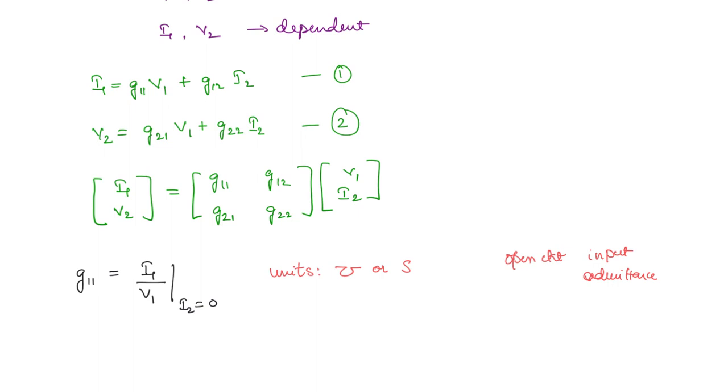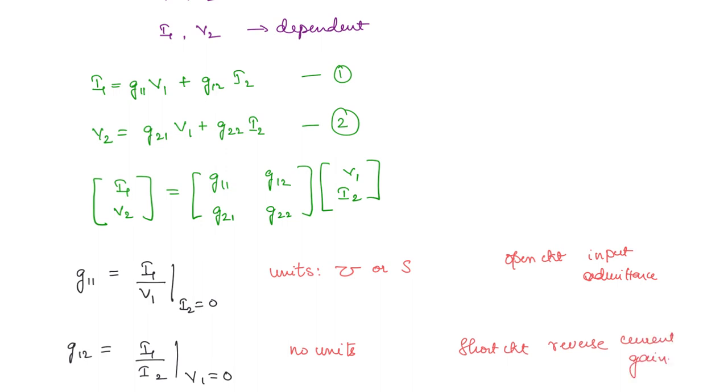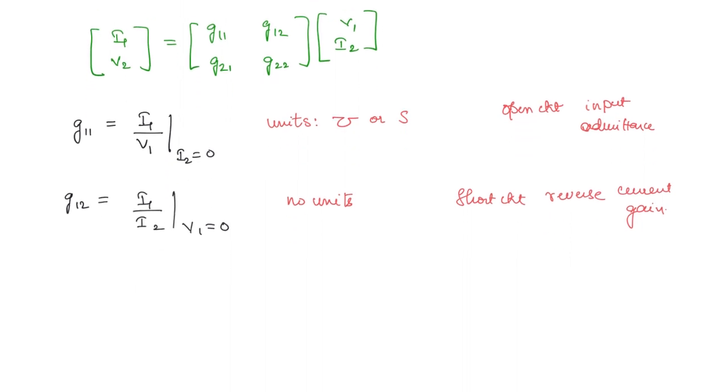Okay. Now what is the next expression? G12. So this is I1 by I2 under the condition V1 is equal to 0. What about the units here? This has no units, and this will be short circuit because the voltage is 0, short circuit reverse current gain, right? Because gain we say when it is output by input, since here we have input by output, we say reverse current gain.